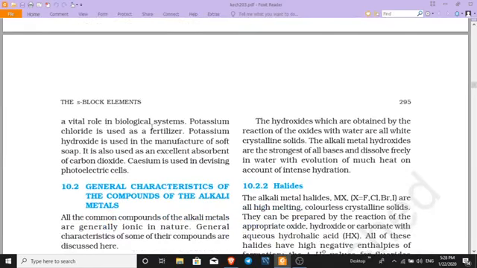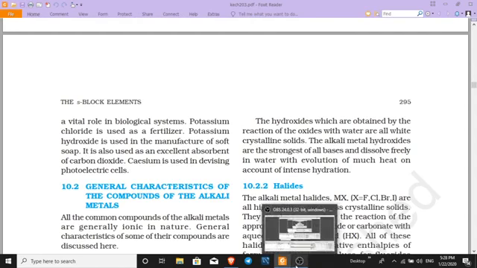Potassium has a vital role in biological systems. Potassium chloride is used as a fertilizer. Potassium hydroxide is used in the manufacture of soft soap. It is also used as an excellent absorbent of carbon dioxide. Cesium is used in devising photoelectric cells.